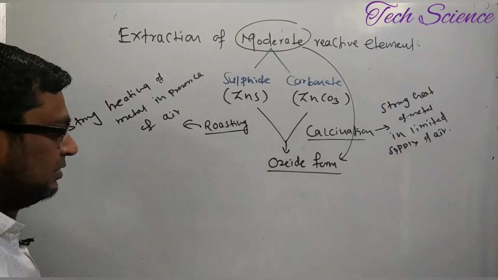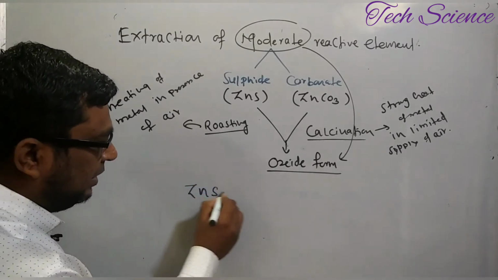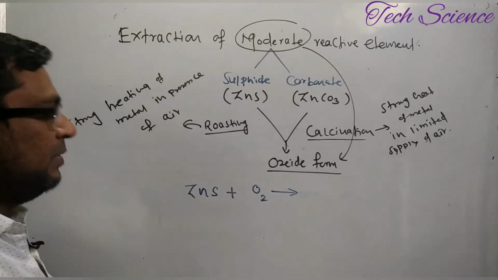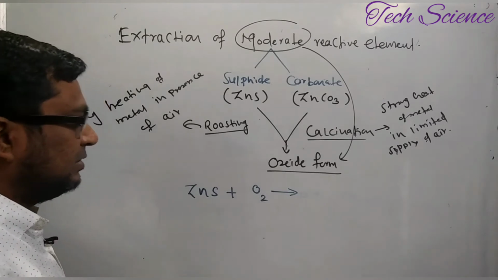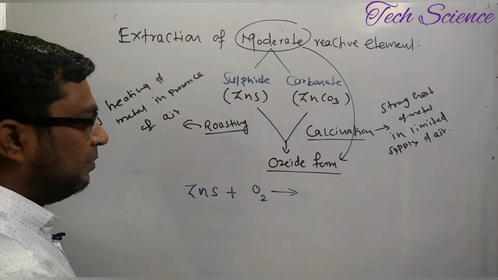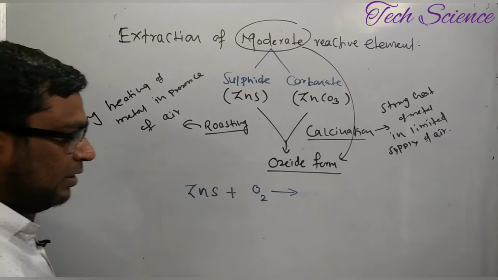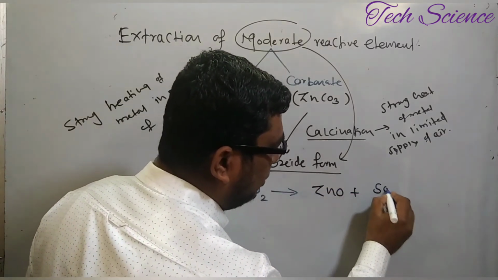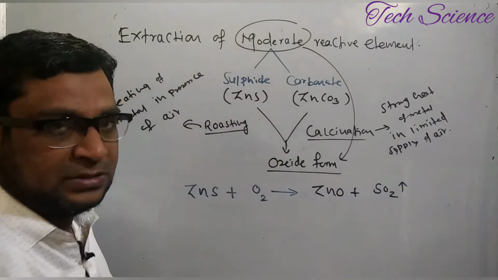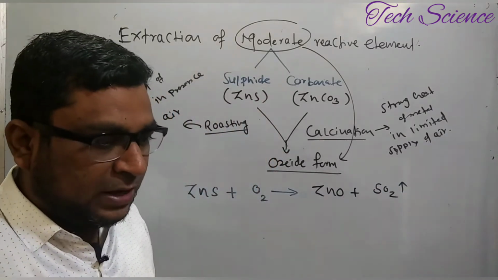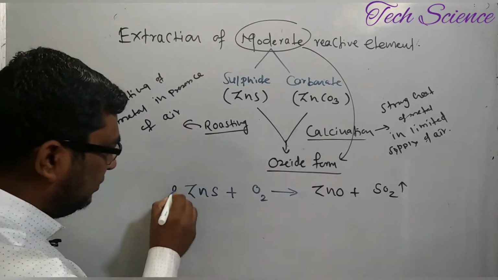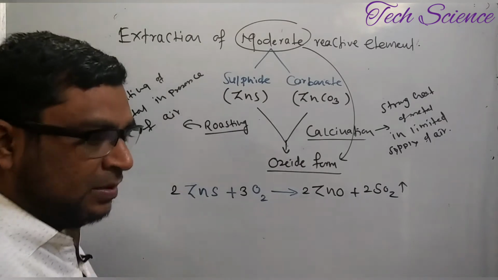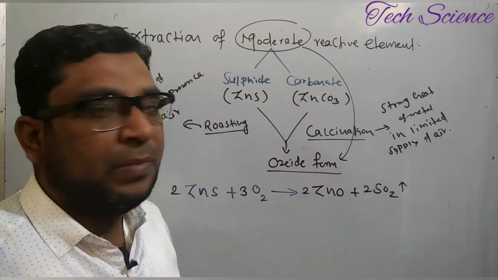ZnS, when it is burnt in the presence of oxygen, because here there is a presence of air, so when zinc sulfide is strongly heated in the presence of air, zinc oxide is formed along with the liberation of sulfur dioxide gas. This is the reaction. If you want to balance the reaction, you can easily balance it like this: 2, 3, 2, and 2. I am directly writing it because I have already uploaded a video on how to balance chemical reactions.